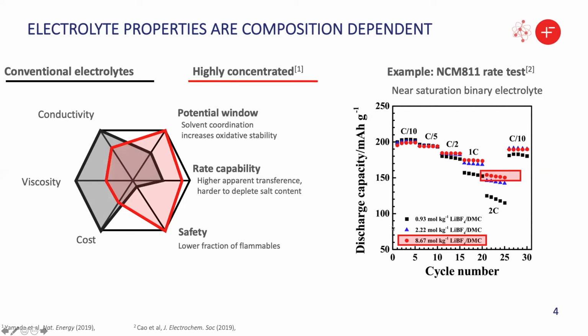Here we show an example taken from Tao et al., where a rate test with NMC 811 seems to perform better at higher rates with a nearly saturated binary electrolyte. So it's really important that our model can fully capture the transport and thermodynamic behavior of these superconcentrated electrolytes.